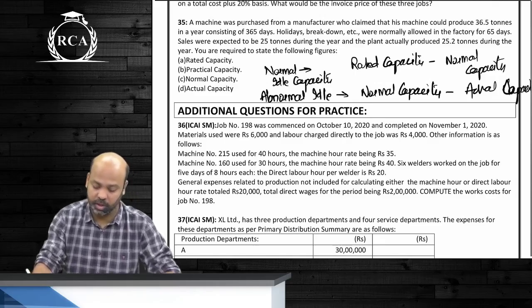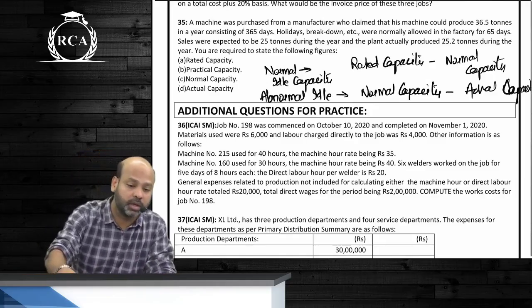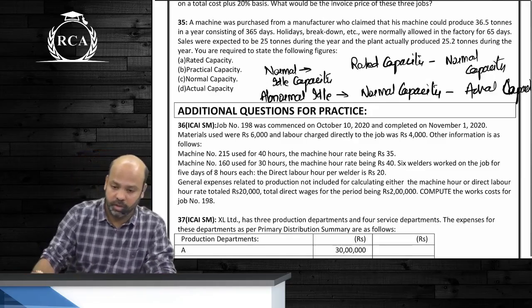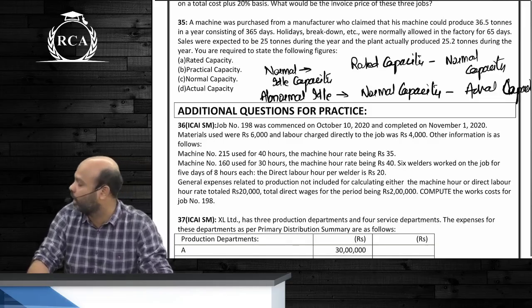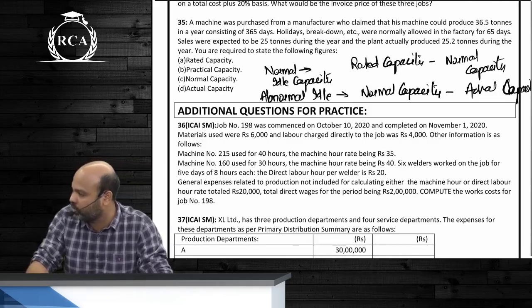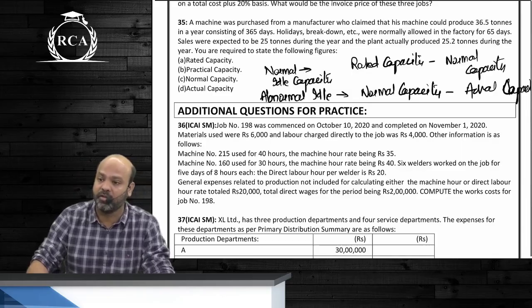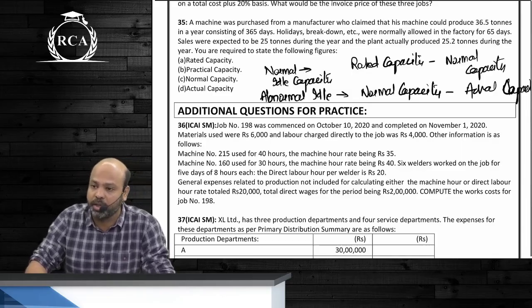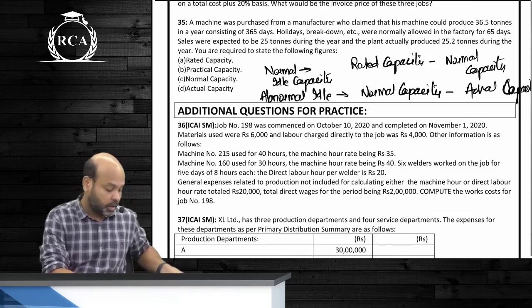अपने केस में बेटा abnormal idle capacity is negative because the actual utilization has been more than the normal utilization. Normal capacity is only 25 tons beta and actual capacity is 25.2. So abnormal negative हो जाएगा. Otherwise beta, if actual capacity utilization is less than normal, that shortfall will be considered as abnormal idle time. Are we clear? ठीक है.